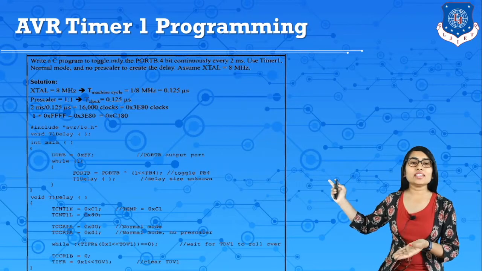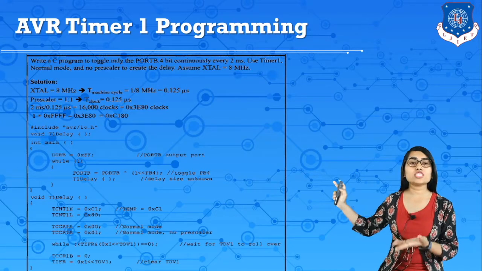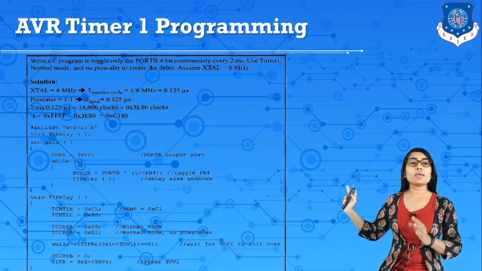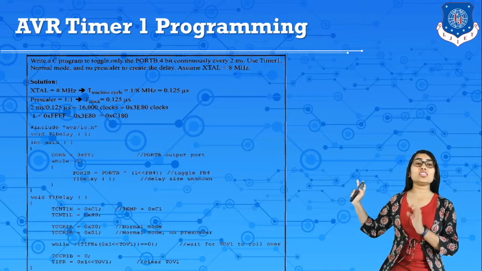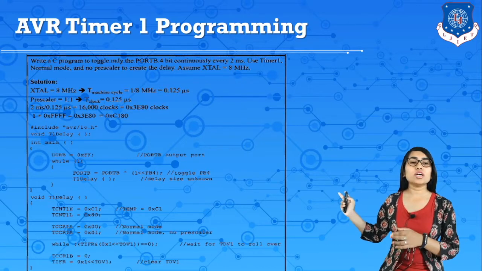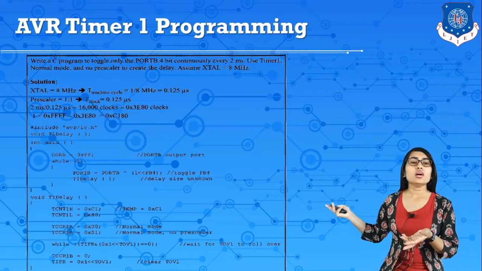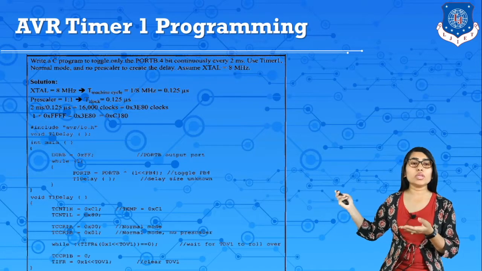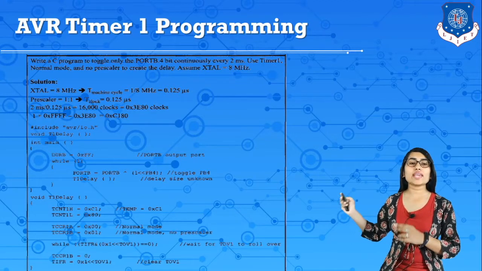With no prescaler, here we have 0.125 microsecond. Now divide this 2 millisecond by 0.125 microsecond. So here we need 16,000 clocks. It will be converted into hexadecimal, and we either subtract and then convert, or convert and then subtract. Here we subtract this value from FFFF. So here we have a value that is 0xC180.